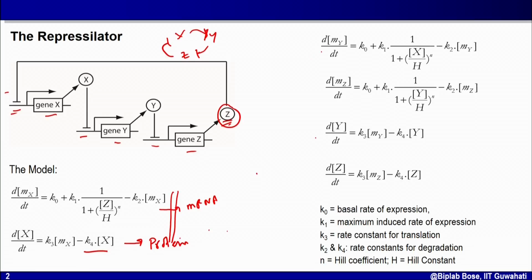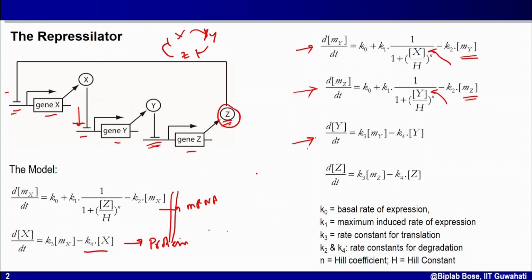So for the mRNA of Y, I will have dmy dt, that is exactly similar to dmx dt. Only difference is you have the x here, because x is inhibiting y. So in the Hill function you have x, and obviously in the degradation term you have my. Similarly for the mRNA of Z, I have y in the Hill function because y is inhibiting z, and mz here is for the degradation part.